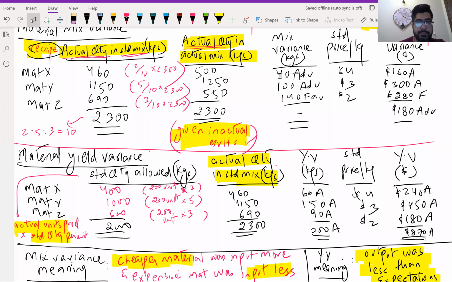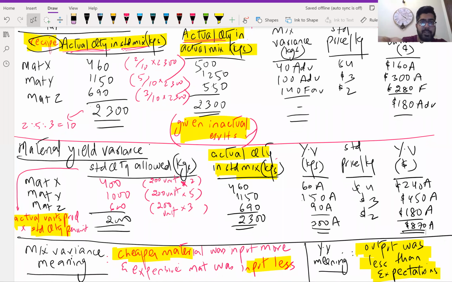Remember the meaning now. Yield variance is 870 adverse. Output variance is 870 adverse, which is bad. So output was less than expectation. Yield variance is 870 adverse, output was less than expectation. Mix variance: the mixing variance is 180 adverse.